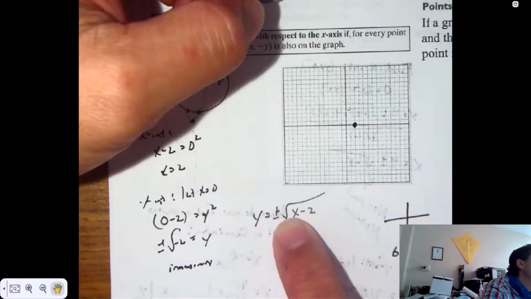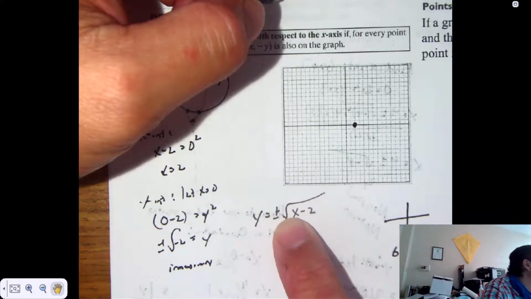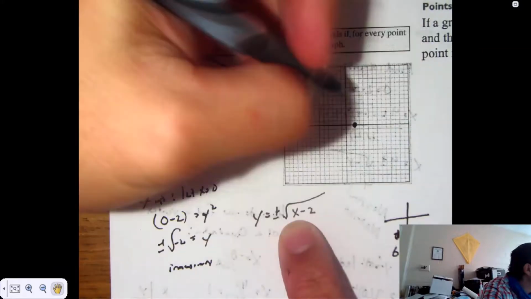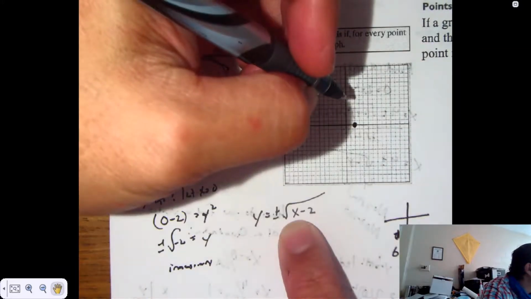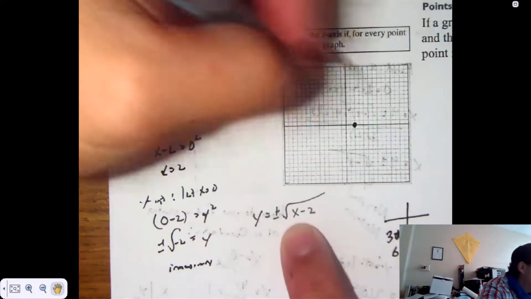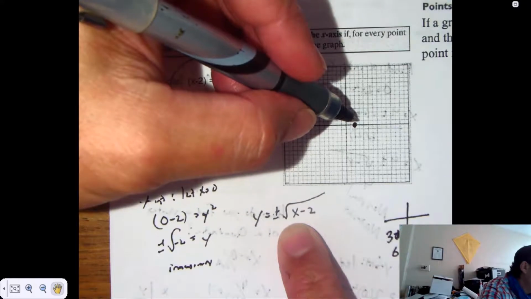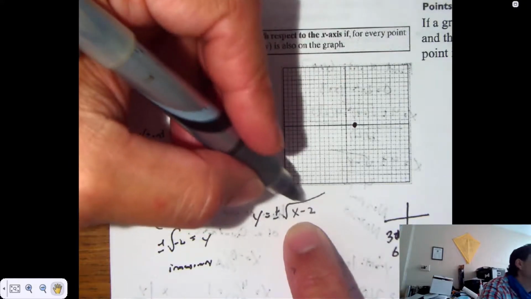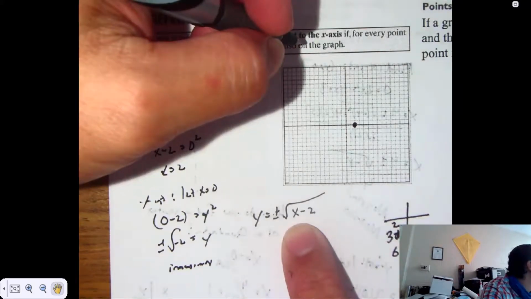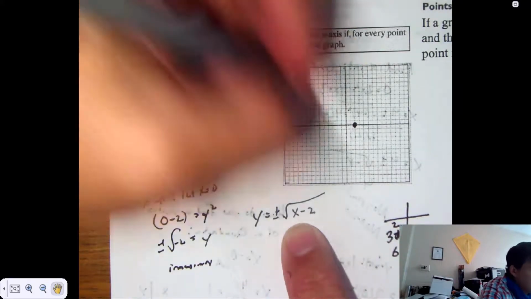Give me something else you can take the square root of. How about 1? What would x have to be? 3. So 3 minus 2 is 1. The root of 1 here being plus or minus 1. That's actually enough points here. The easiest thing you can take the square root of is 0. That's where the 2 came from in the first place. Plus or minus 0.